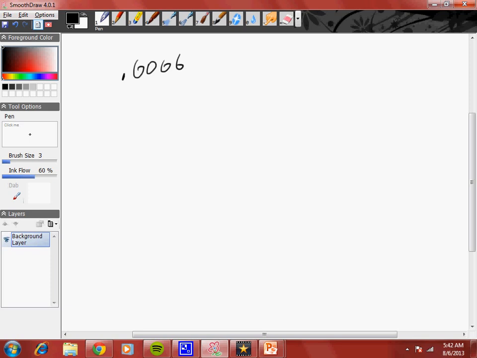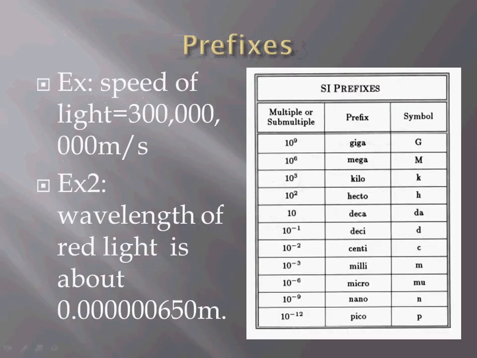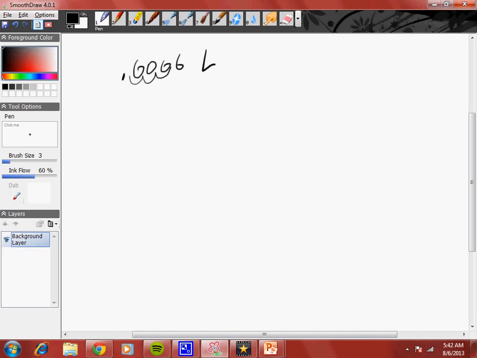0.000. Was it 3 zeros? Yeah, 6 liters. Moving it once, twice, or 3 times will not do the trick. So 3 times did not do the trick. We need to move it 6 times, because that's the next prefix that we know. So 1, 2, 3. So here we're going to have to put 2 imaginary zeros, put the L there, and then we have 600.